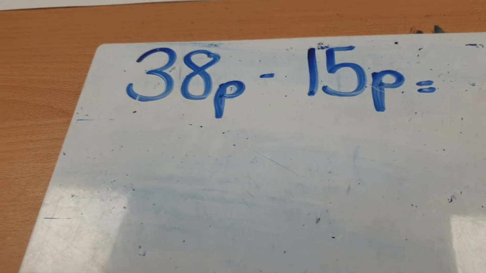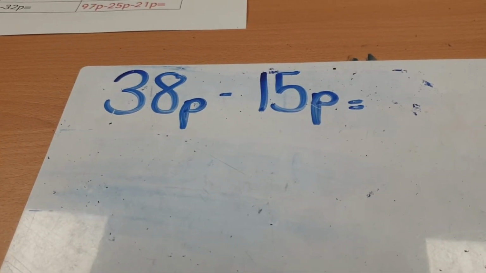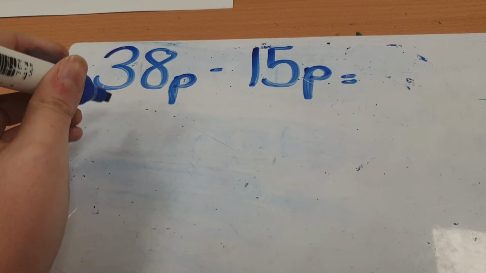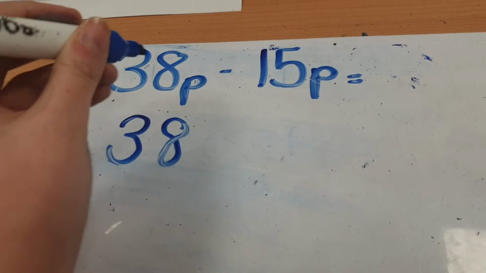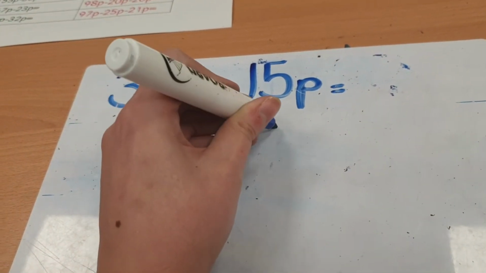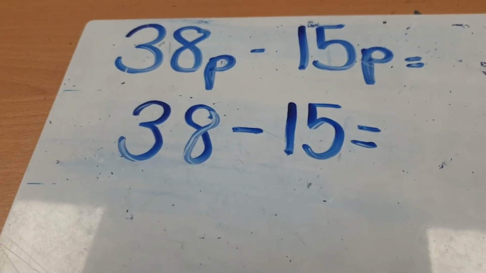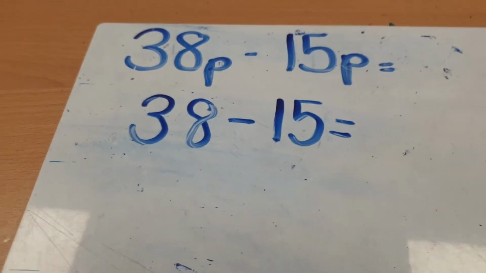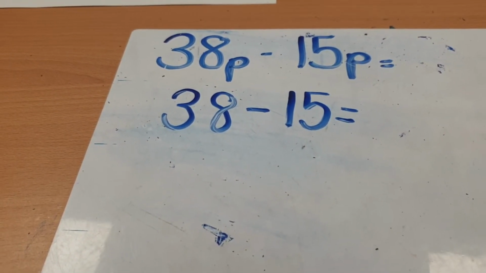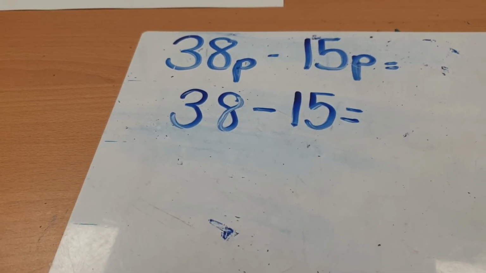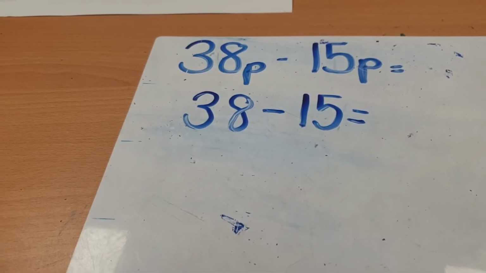Here, I've got 38p take away 15p. Let's start by writing our sum out. Now, as we said a minute ago, we only draw tens and ones for one number. Which number do I need to draw tens and ones for? Well done. I need to draw it for 38 because 38 is the biggest number. And when we subtract, we always draw tens and ones for the biggest number.